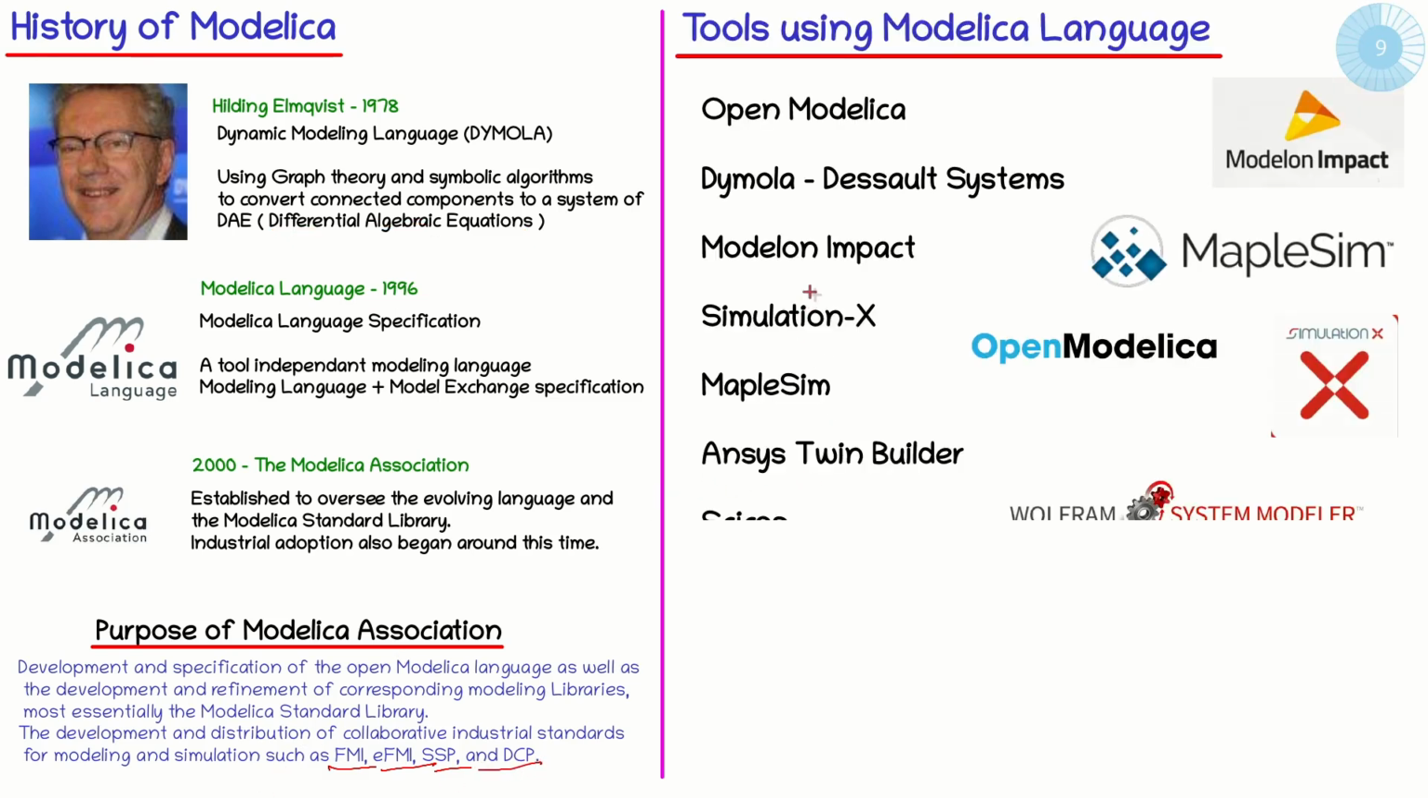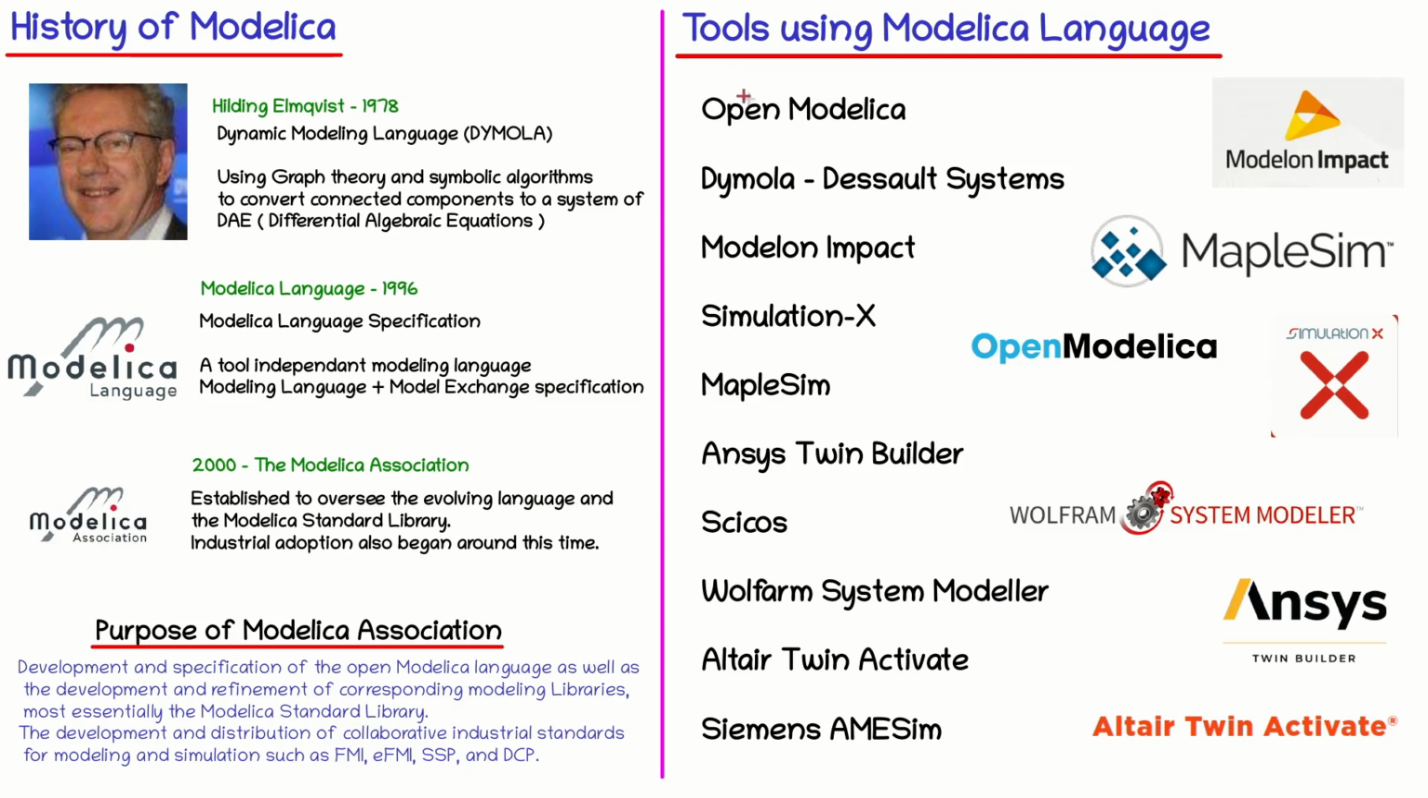To give a brief idea of how widely the Modelica language has grown into industry simulation software at this point, these are just examples of some of the popular tools that use Modelica in their backend to perform simulations. So OpenModelica is a free and open source tool that we will be primarily using in these sessions. Others are mostly commercial, except for Scicos, which is an open source tool, but it is mostly abandoned at this point. There is no active development going on.